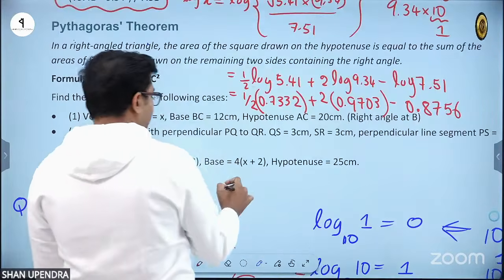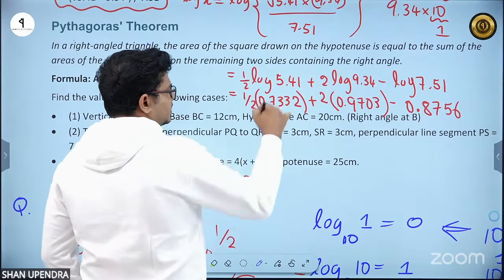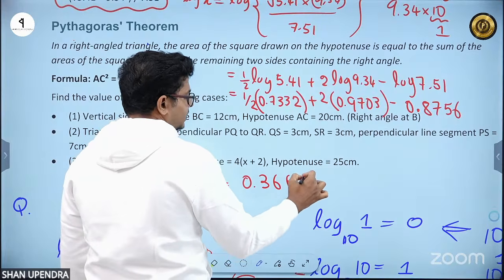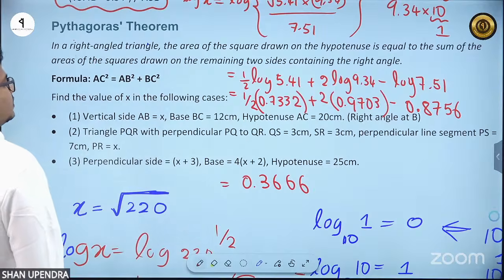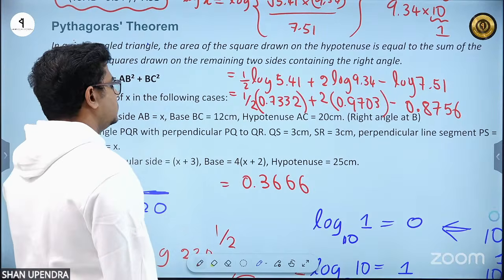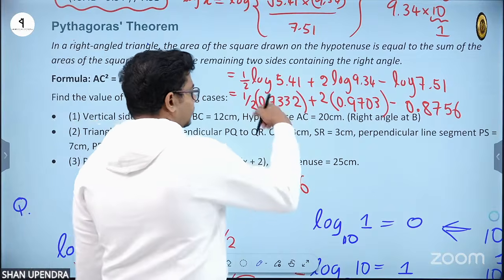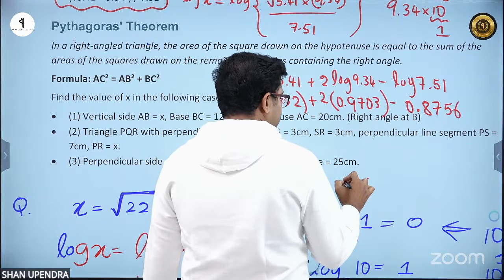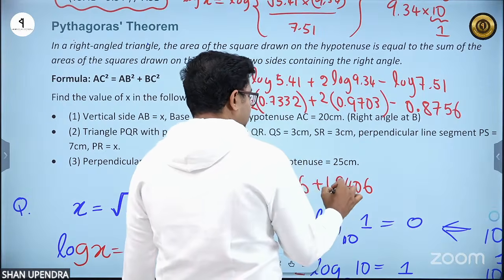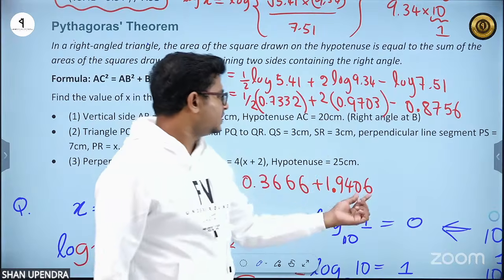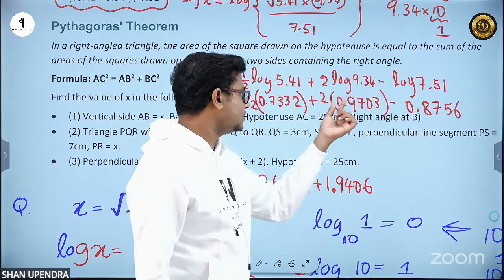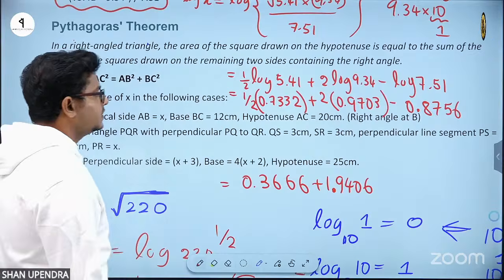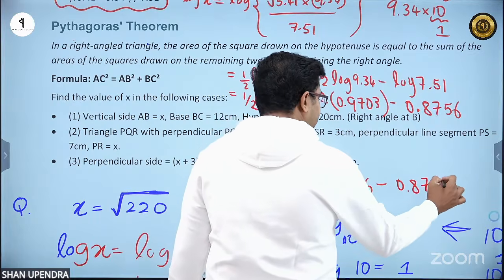So you can take the half of this one. 0 point, then 6, then again 6, and again 6. Okay. So this is this value plus 2 times this one. Just multiply this one by 2. It is 1.9406 minus 0.8756.